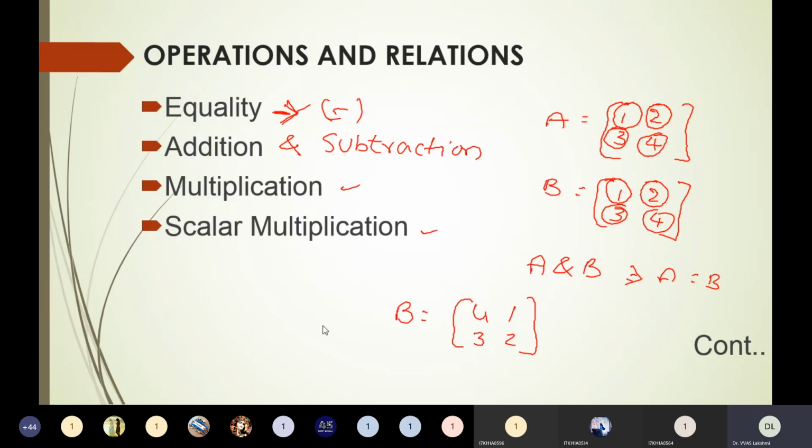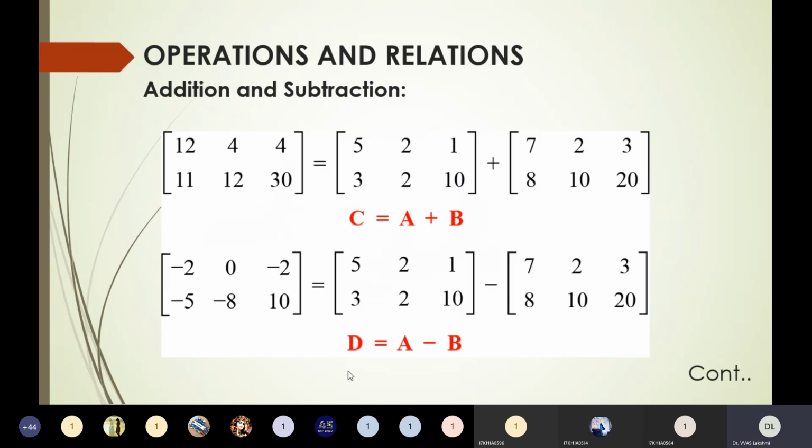Okay, next one. We will move to addition and subtraction operations. Here also we will take two matrices. The element in the first matrix is added to the element in the second matrix. So this is A of 1, 1 and B of 1, 1.